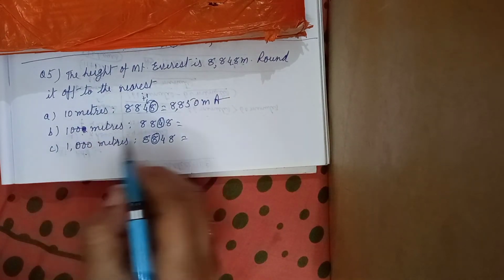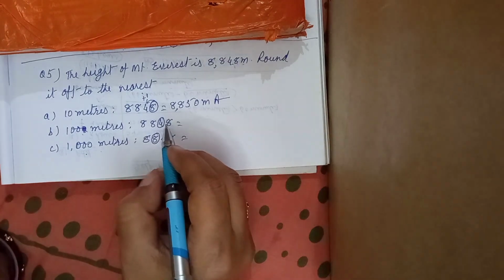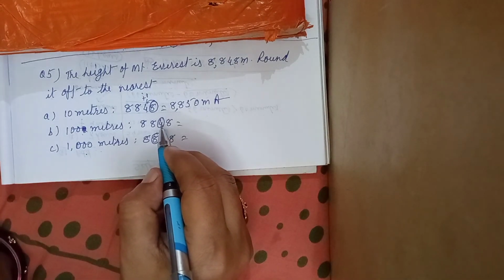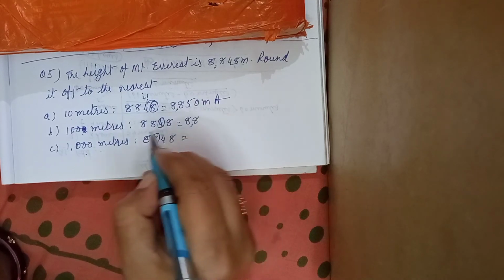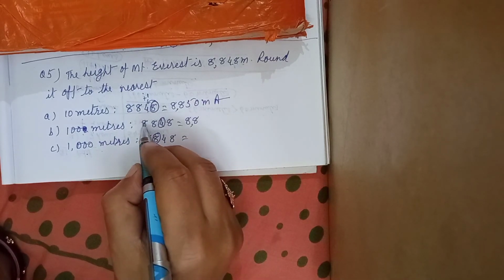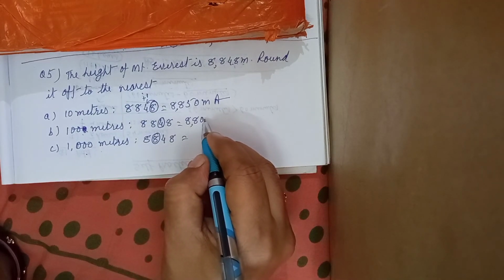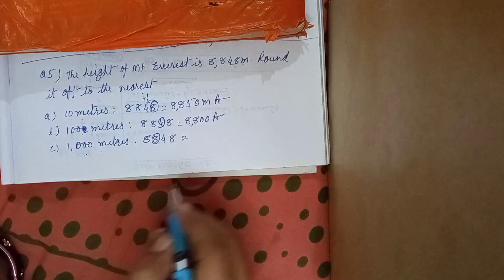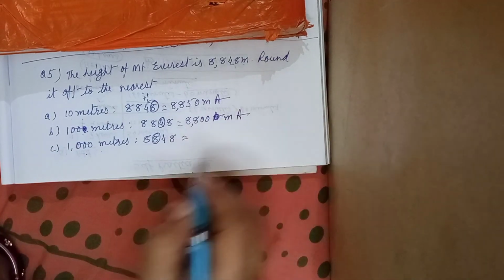For rounding off to 100, we will see the tens place, which is less than 5. In the tens place the number written is 4, which is less than 5. So the numbers in the 1,000 and 100 places will remain the same, and in the tens place and ones place we will put 0 and 0. This meter value is our answer.